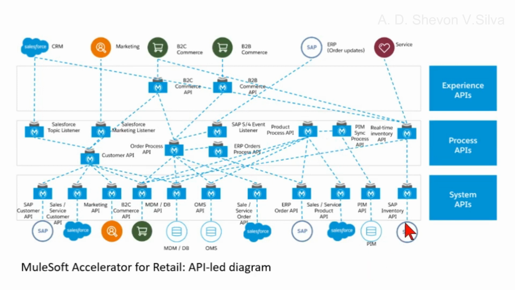and SAP Inventory API interacts with SAP Inventory API, and B2C Commerce API interacts with Real-Time Inventory API. Real-Time Inventory API interacts with service, B2C Commerce, and CRM.